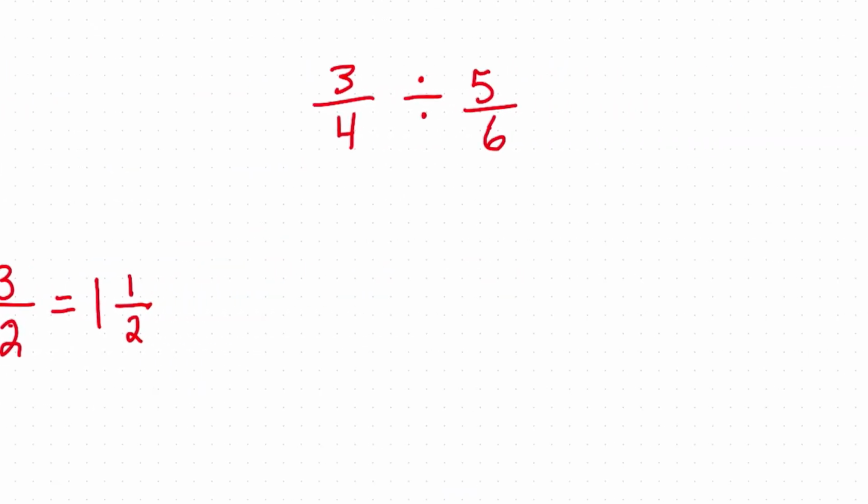Let's look at another problem here. Last one. All right, so we have 3/4 divided by 5/6. Again, we're going to keep, change, flip. If we look at those, we have 3/4. We're going to keep that the same. We're going to change our division symbol to a multiplication symbol, and we're going to flip the last fraction from 5/6 to 6/5. So this is our problem now.